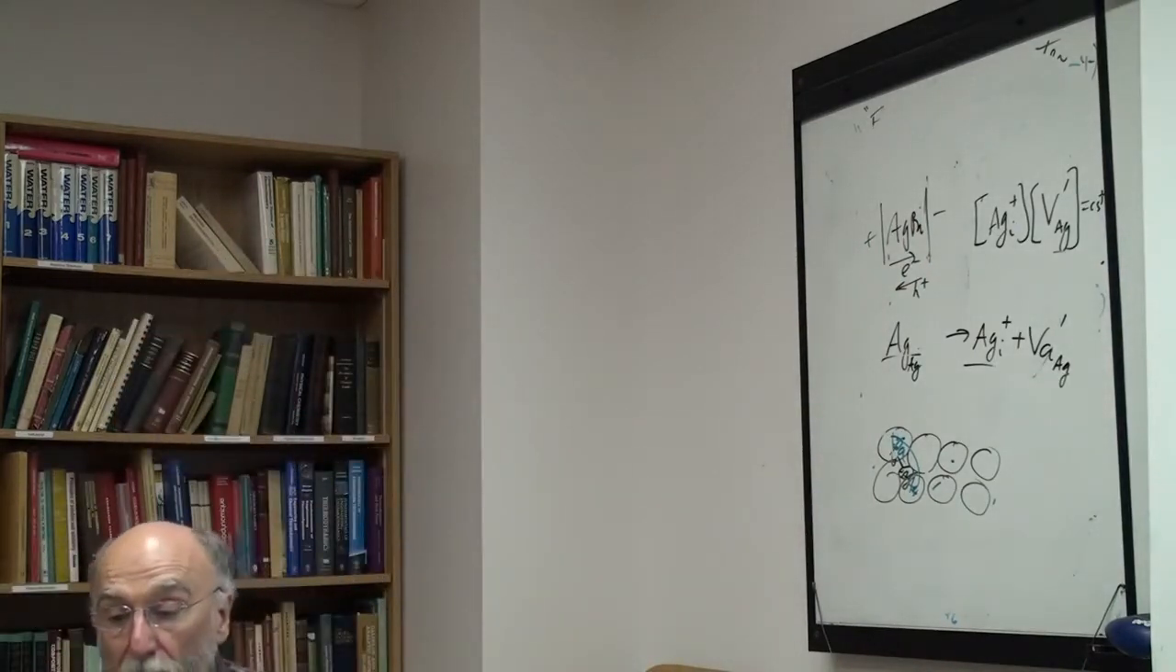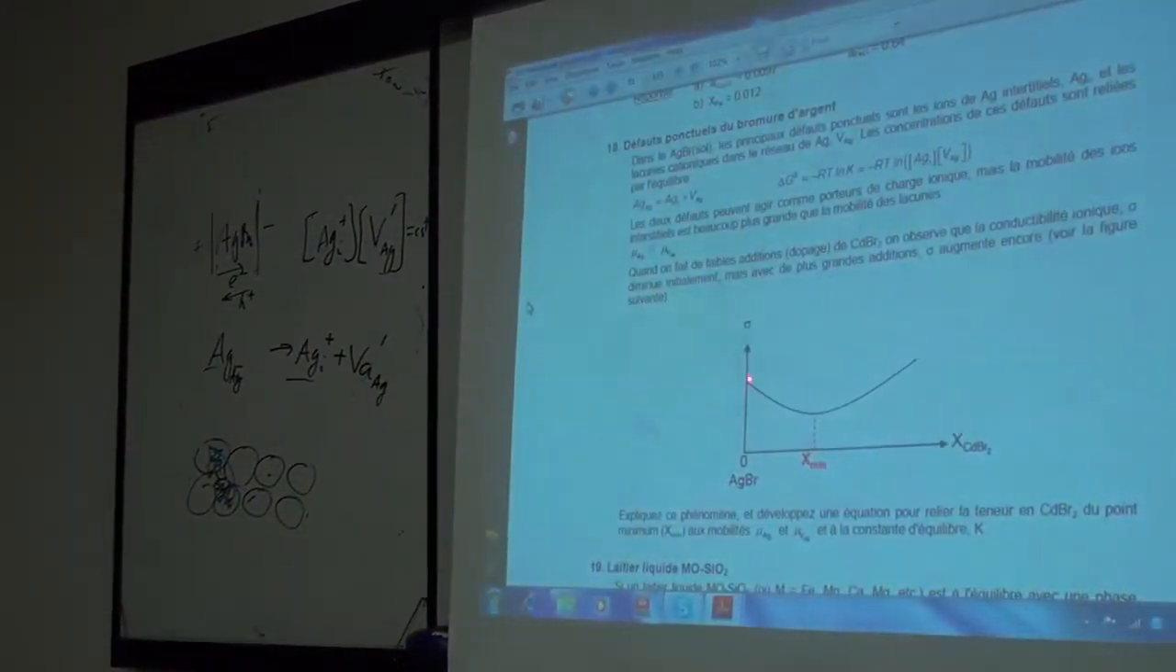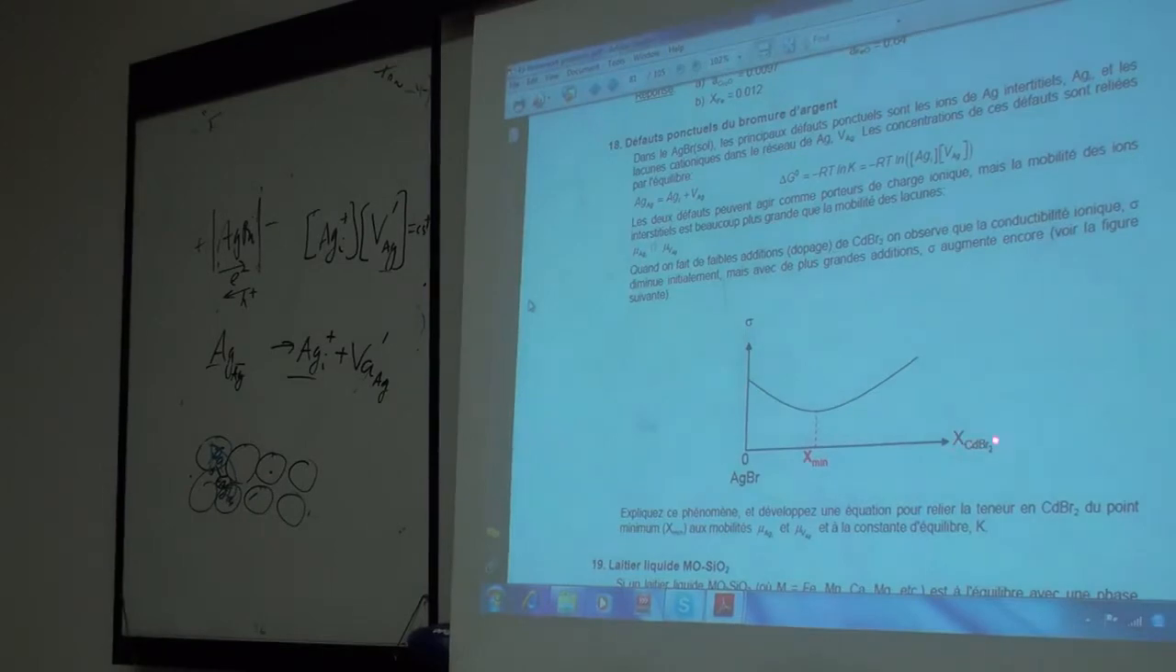Alright. When you make small additions, we take here pure silver bromide and it has a certain conductivity. As we add cadmium bromide into the solid solution, in dilute solutions, at first the conductivity drops and then the conductivity goes back up again. This is ionic conductivity. Explain why this should be the case. Okay, what's going on?